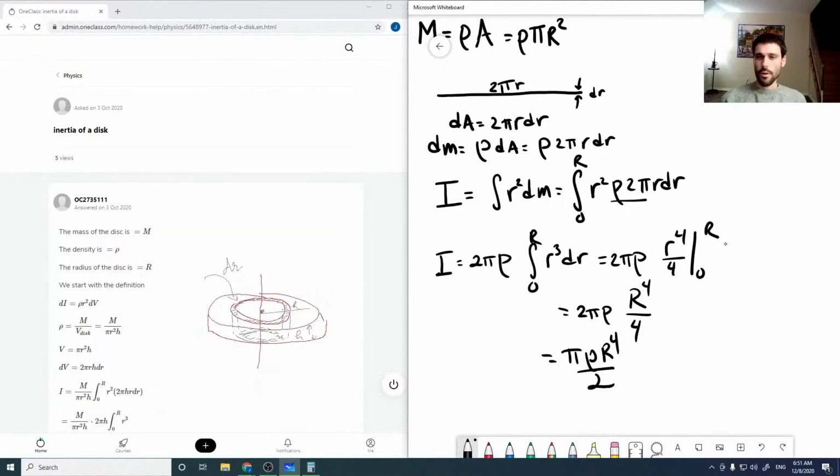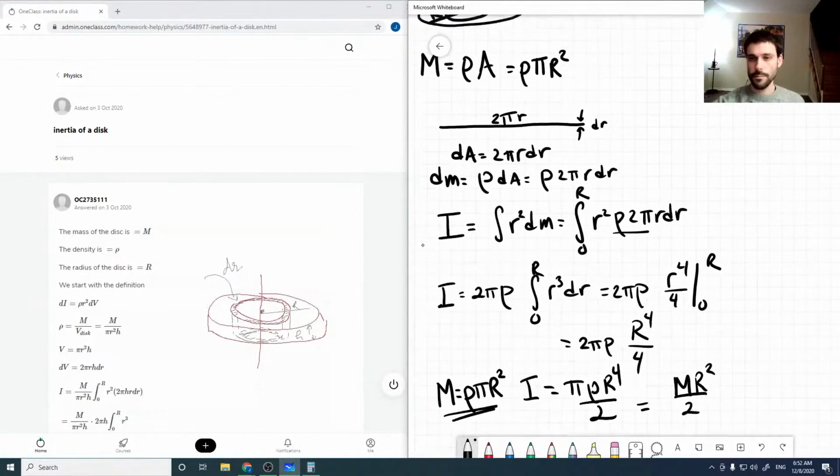And then we can make one more simplification here. Our mass, we said, was rho pi r squared. If we look over here, we have a rho, a pi, and an r to the 4th. So we can take these terms out and say that this is our mass, times r squared over 2. Okay, so it's just m r squared over 2. So that's simple.